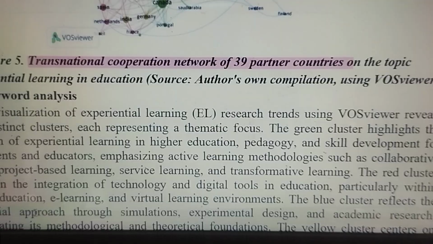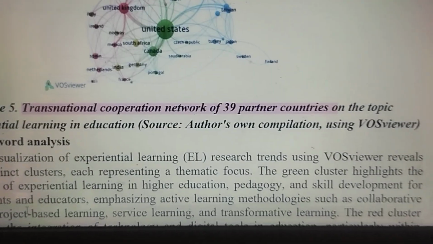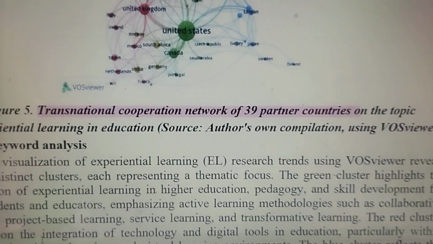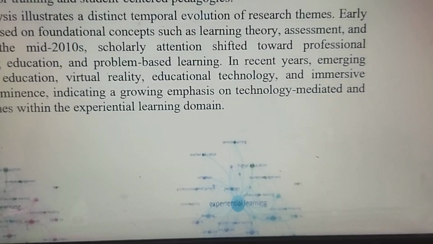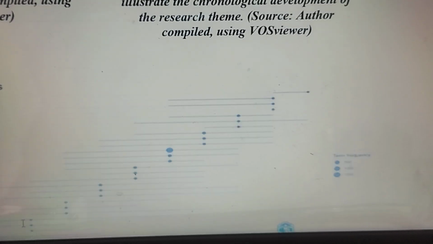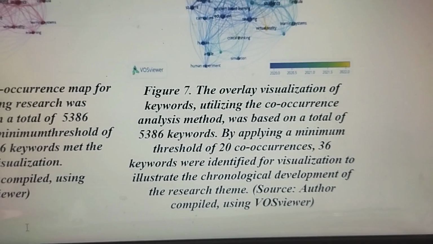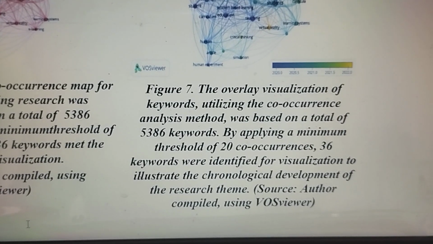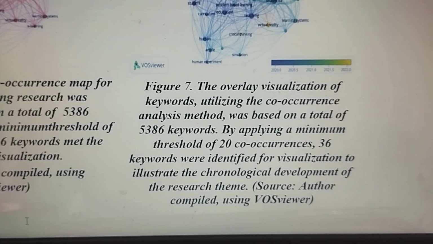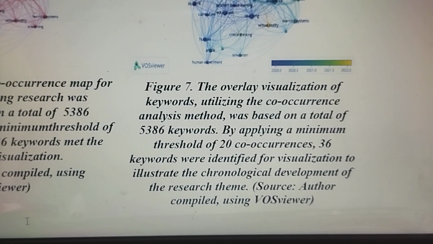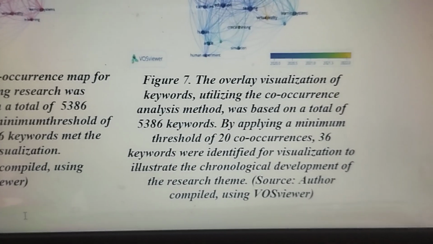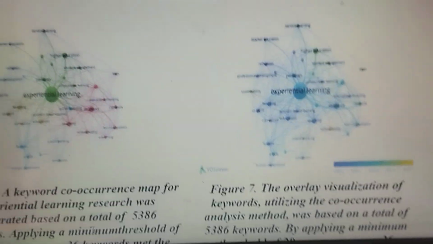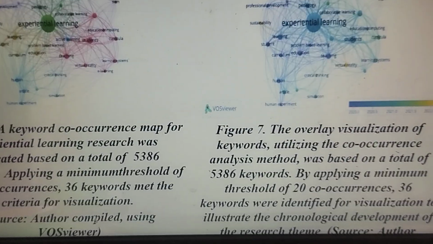And see, after conducting an analysis, you have to write these criteria and the interpretation. In this paper it is very nicely written. I will show you. Here, see how he has written: visualization of keywords, co-occurrence analysis method, total number of keywords, then a threshold of 20 and 36 keywords made the criteria. This is the way you should write, but the images are not very clear, so I was finding some alternative.